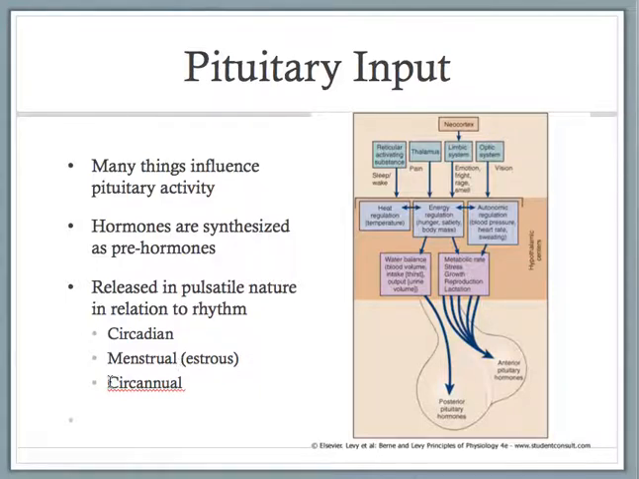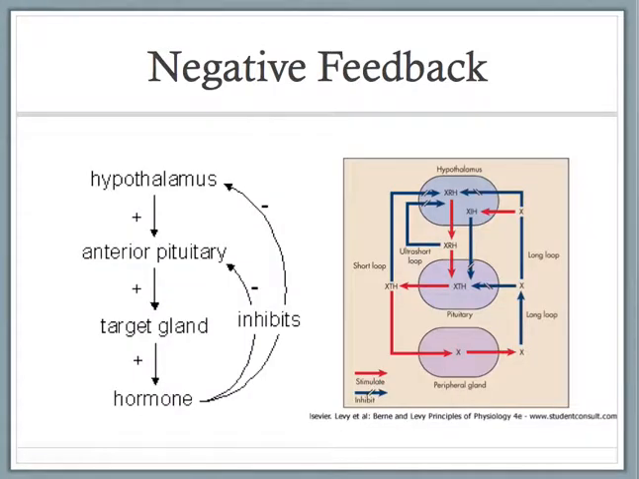And then there's also circannual types of release, which circa is about or around. So circannual means around a year. So different products are increased during certain times of the year and decreased during other ones. But they all have their own pattern of release, which is generally pulsatile. It's just a difference in the time between those pulses.